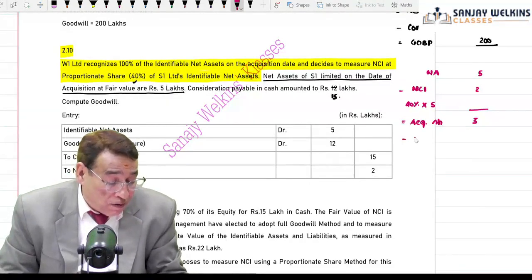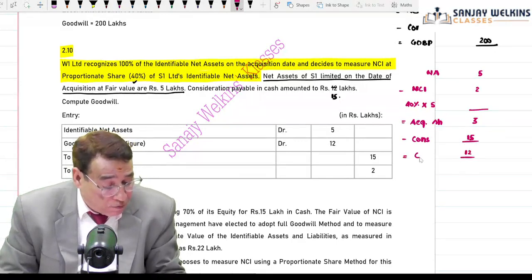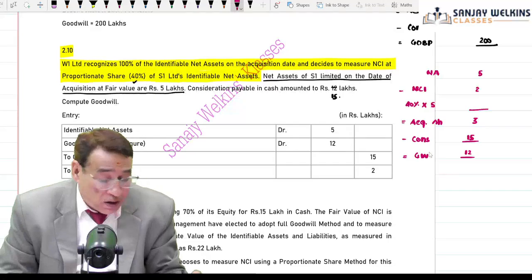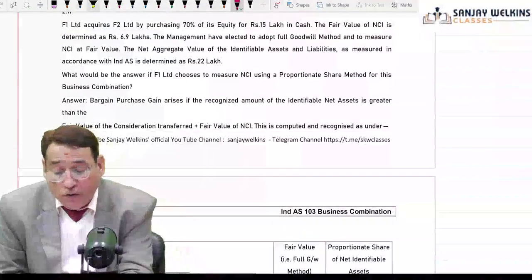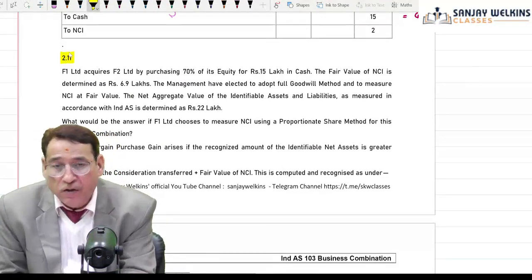And now you compare it with the consideration. The amount of consideration is 15 lakh. So consideration is more. So 12 lakh will be equal to goodwill. Correct? And finally, there is one question, 2.11.